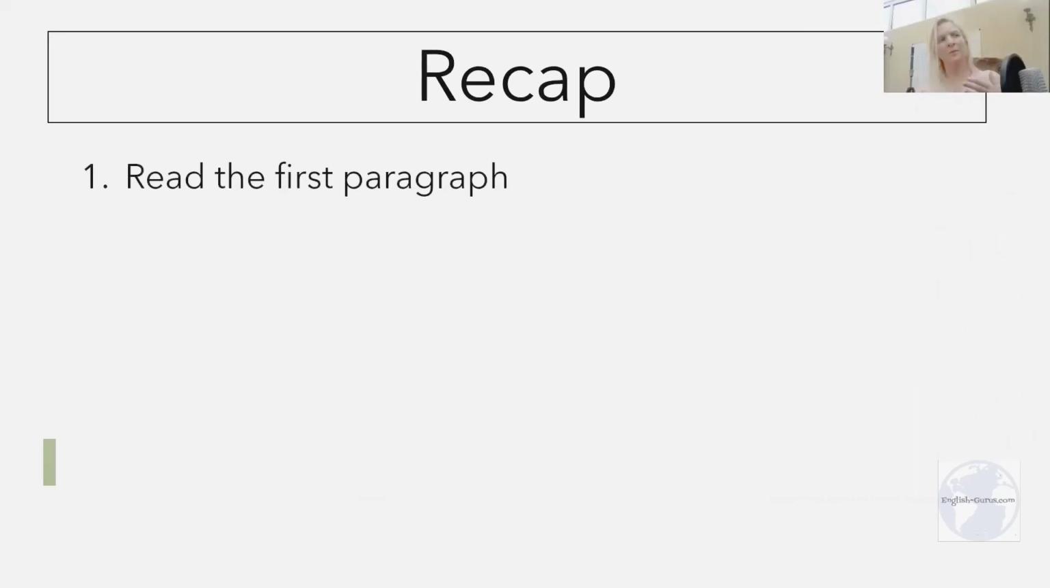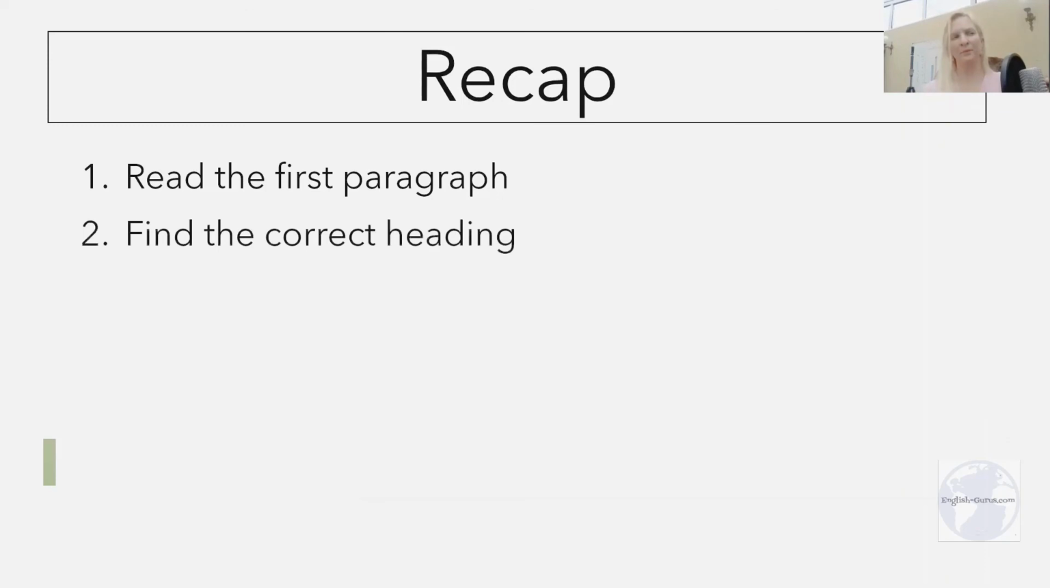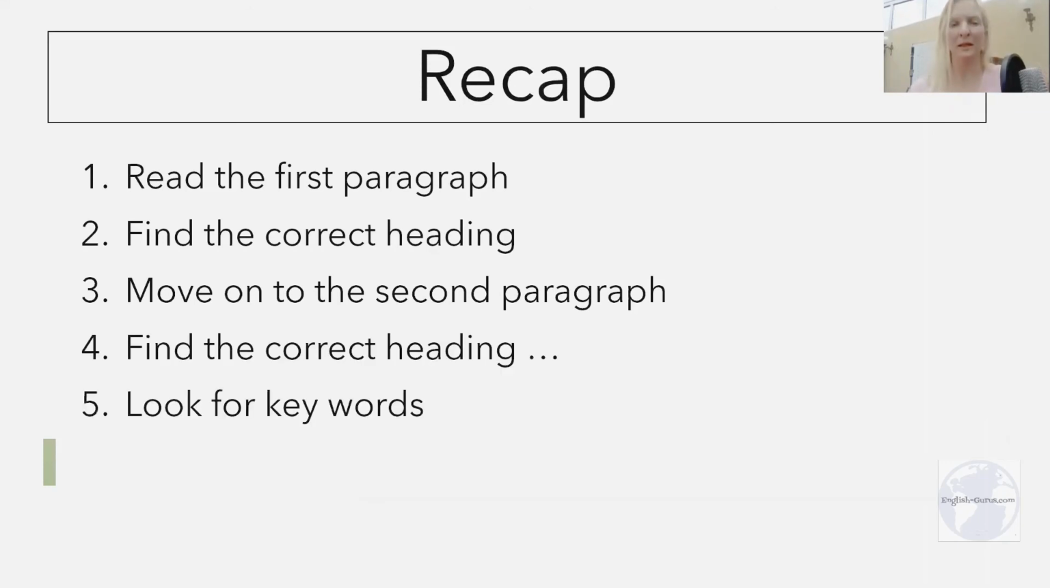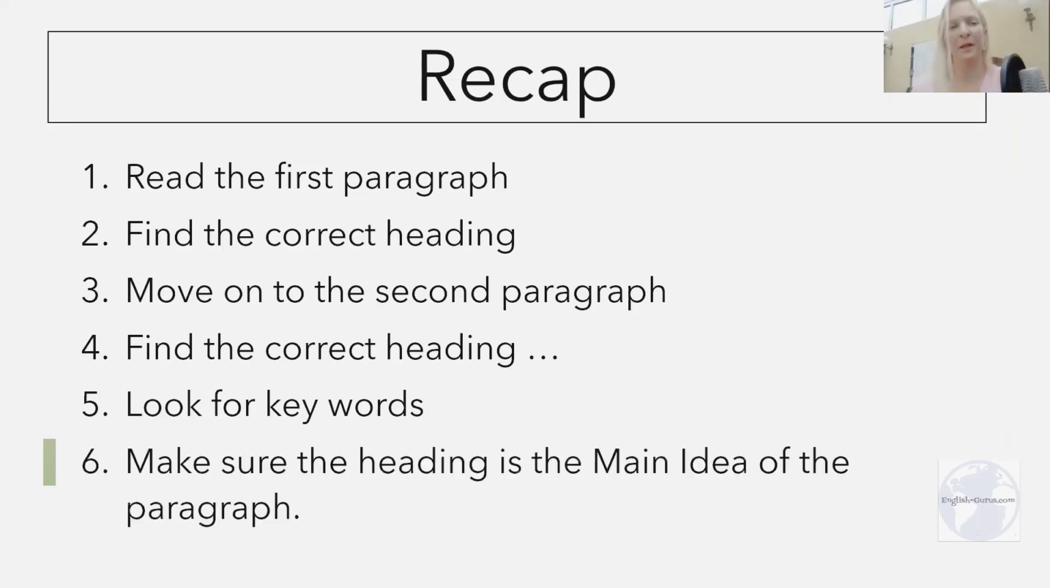So just to recap on our technique, read the first paragraph, find the correct heading. Move on to the next paragraph, find the correct heading. Keep an eye out for key words in the heading and in the text. But again, always be careful that the key words indicate a similar meaning, because they might not, it might be a trick. Make sure the heading is the main idea of the paragraph and not a detail.